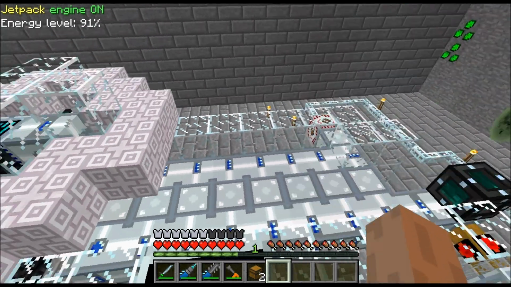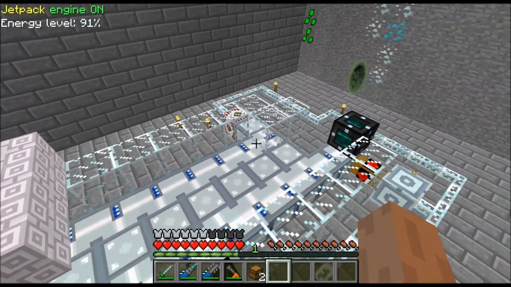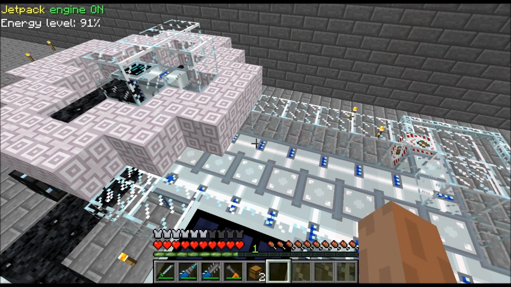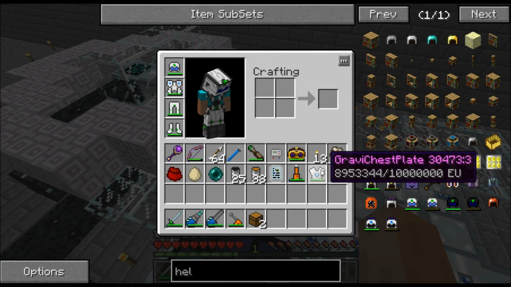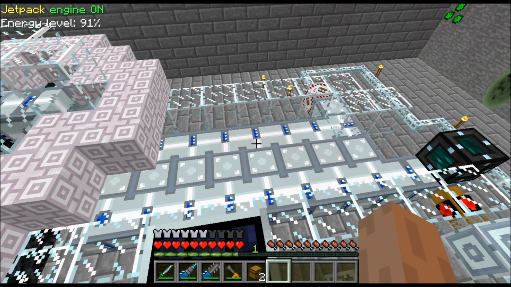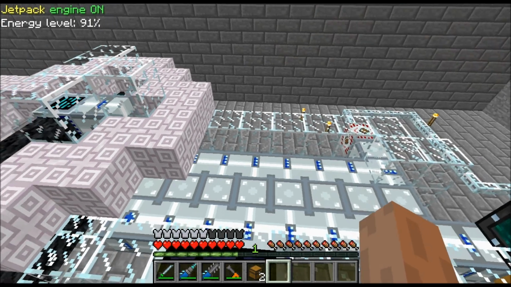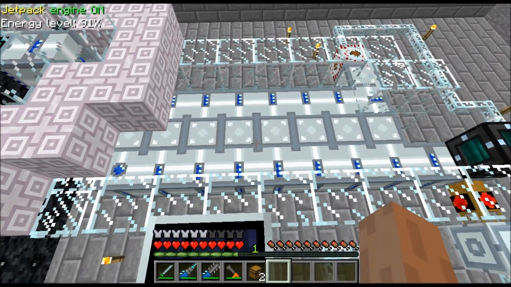And what we have to do, so this superconductor line that's right there, is at 1 million EU. The reason I have all this glass here is because if I were to touch this line, it would instantly kill me. Even though I have all quantum stuff on, even a chest plate, this line would still kill me. It would also discharge all the internal battery in my items. So I have it encased in glass, and I still need to put more glass, but I took it out because I was messing with it a little bit.